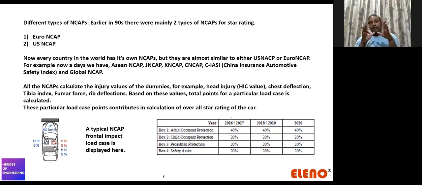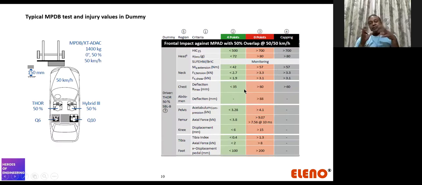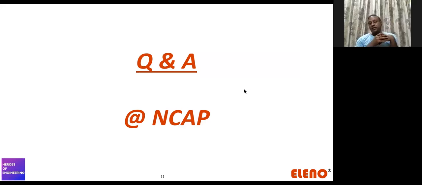There is a Euro NCAP 5-star rated car. A crash happens and a person dies. The car is 5-star rated and the person is dead. So has anybody filed a case against Euro NCAP saying that the car was 5-star rated and the person died? So does Euro NCAP have to pay because they validated it?